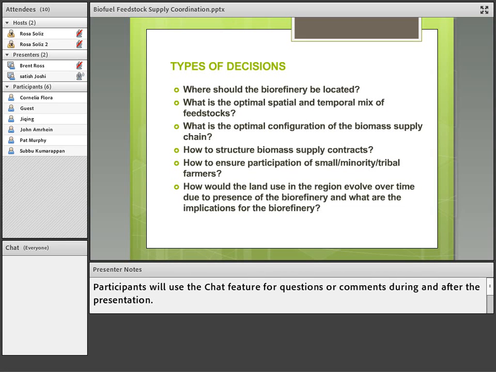And then, given the mix of feedstocks, what's the optimal configuration of biomass supply chains? How do I structure these biomass supply contracts? How do I ensure participation of small, tribal, and minority farmers? And also, how do land use and supply in the region evolve over time once we have one or two or more biorefineries, and what does it mean to my biorefinery? Those are the types of questions.